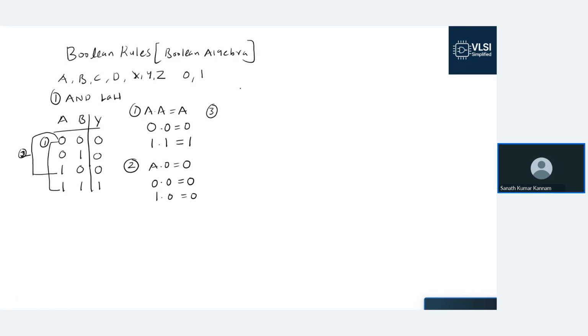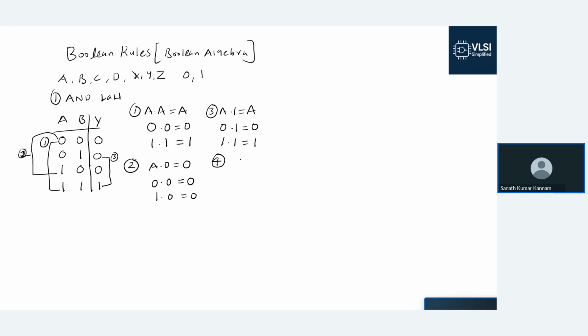Third law: A and 1 equals A. A and 1 equals A means you can take the second one and the fourth one. This is the third law. If A is 0 AND 1, what are you getting? 0. And A is 1 AND 1, what are you getting? 1.